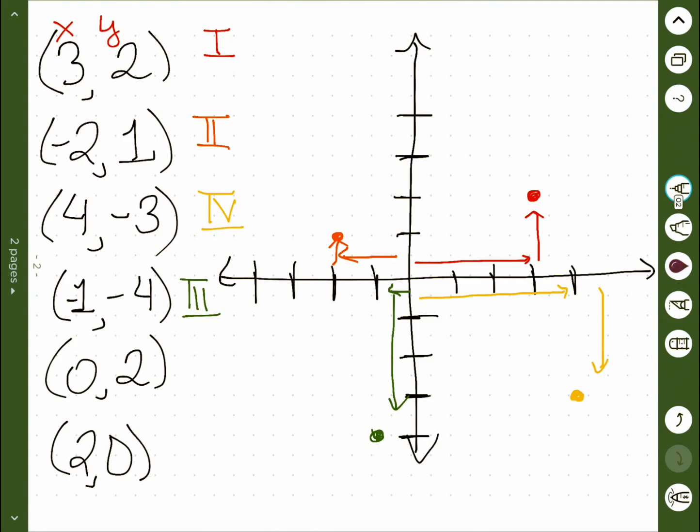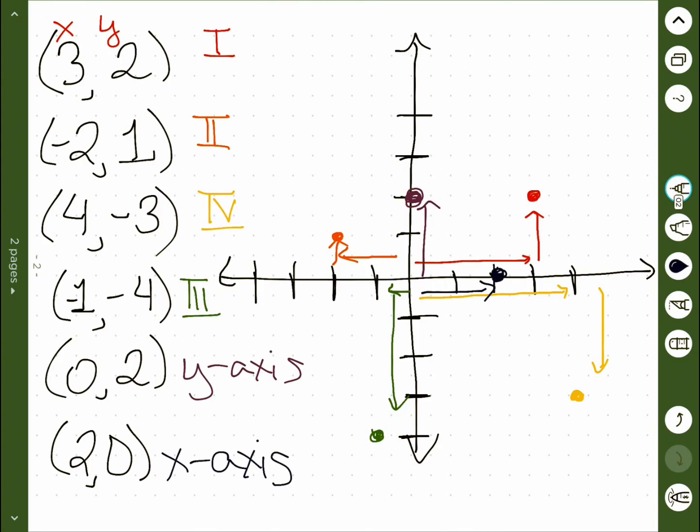Our next point is 0, 2. 0 means we move left or right 0, and then just move straight up by 2. It's this point here, which is actually on the y-axis. Our last point says we move right 2 and up 0. So it's right here on the x-axis.